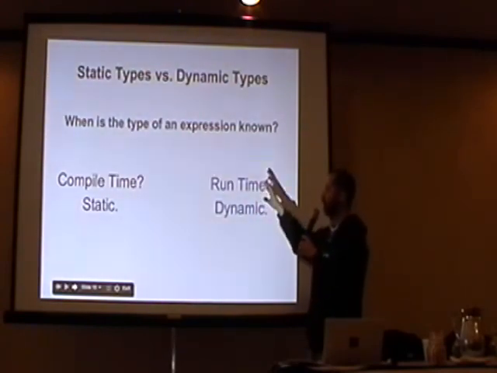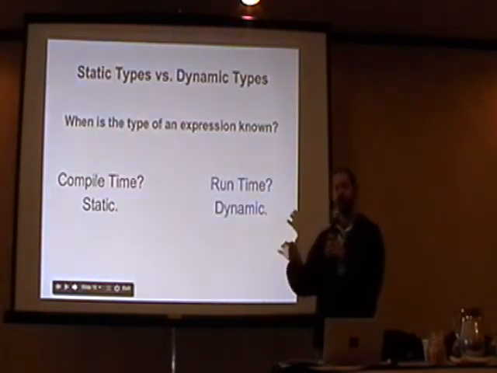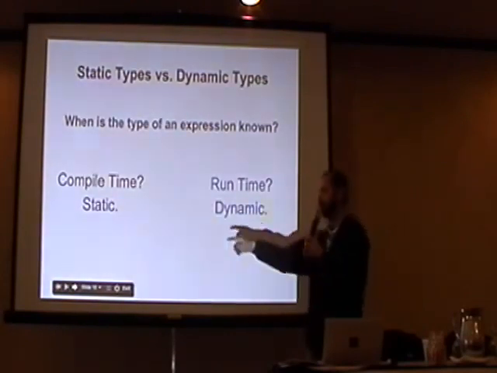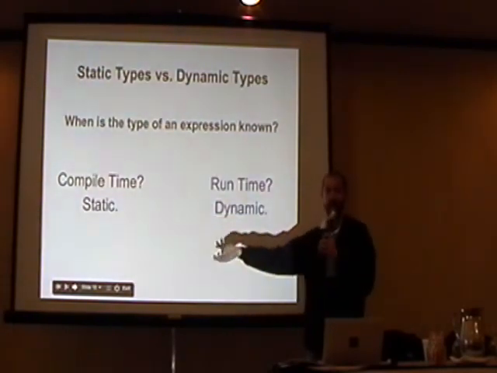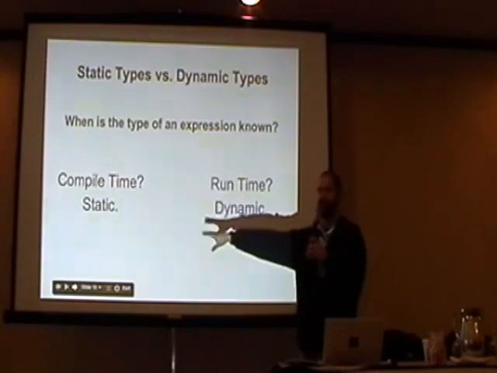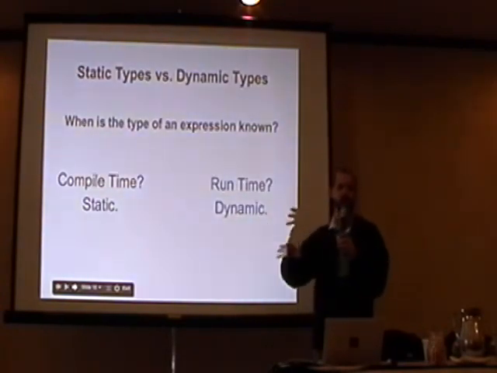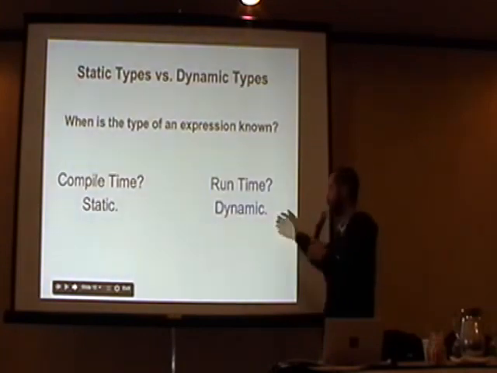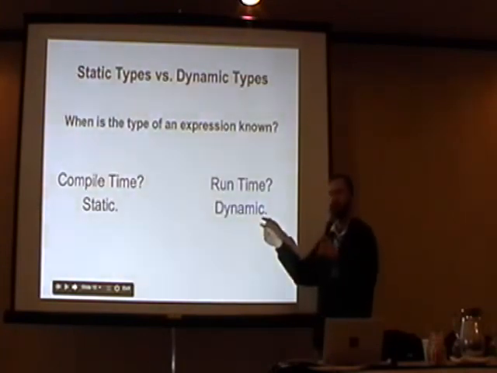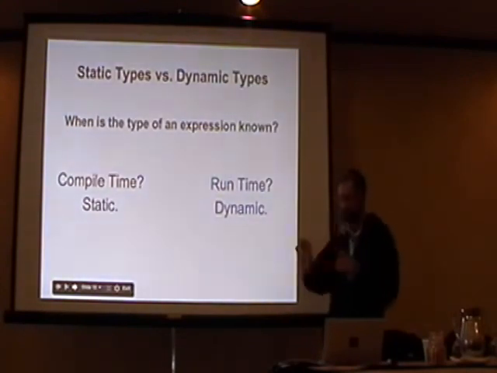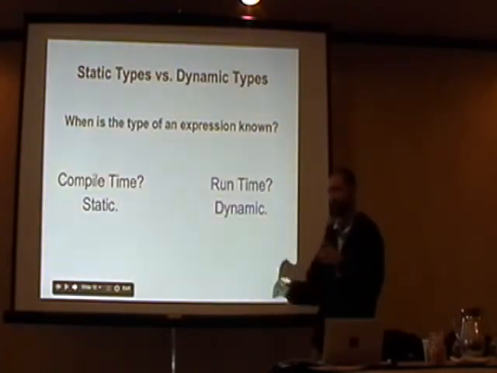When you look at when is the type of an expression known, right? Is it an int, is it a string, is it a whatever object? When is it known? If it's known at compile time and you're compiling something, it's statically typed, right? You know the type when you're doing the compilation process. If it's at runtime, then it's dynamically typed, right? I mean, you guys probably realize this. I just want to be clear so we're all on the same page.